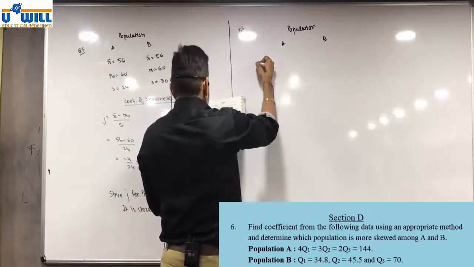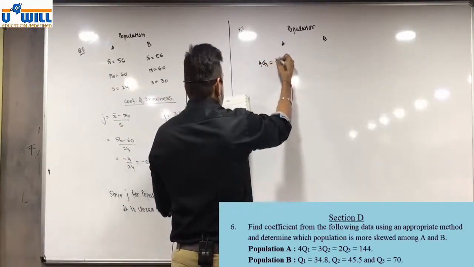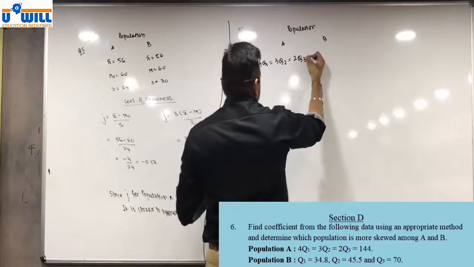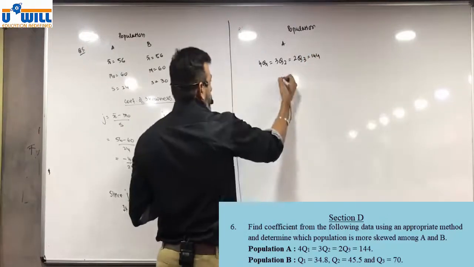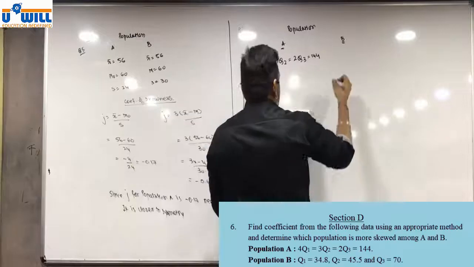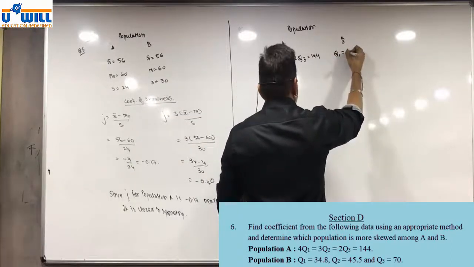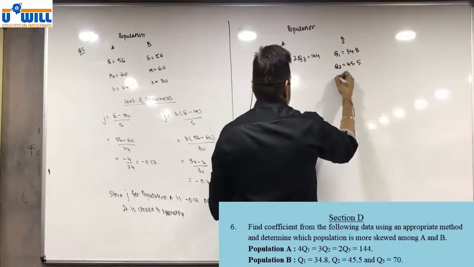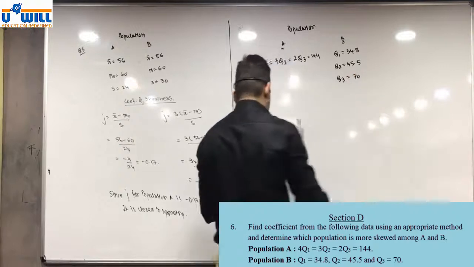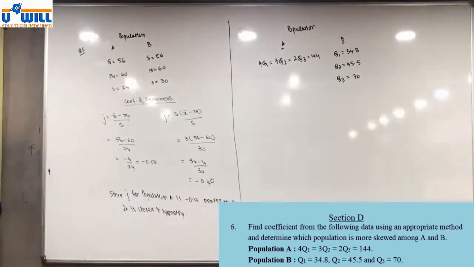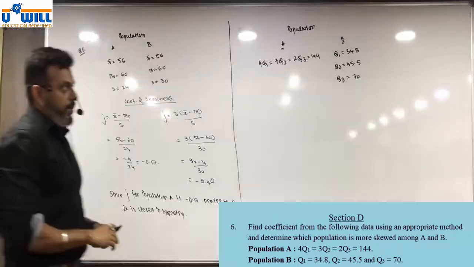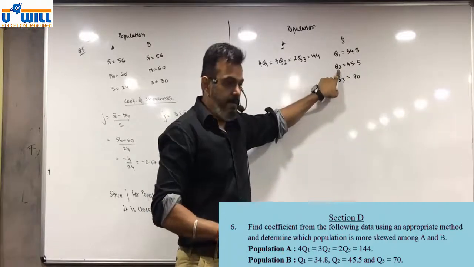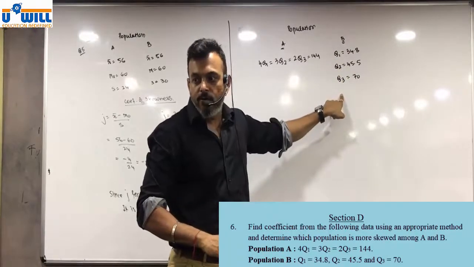In A, 4 quartile 1 is equal to 3 quartile 2 is equal to 2 quartile 3, which is equal to 144. And in population B, quartile 1 is equal to 34.8, quartile 2 is equal to 45.5, and quartile 3 is equal to 70. Now, which method will we use? Pauli's method. Over here, B's coefficient is very simple to find, because the median, quartile 1 and quartile 3 are already given.